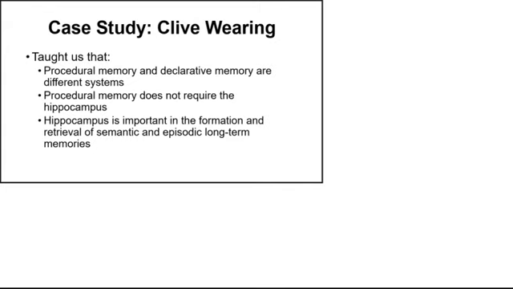Okay. So our big take home from Clive Wearing was that our procedural memory and our declarative memory are 2 different systems, and that our procedural memory system doesn't require the hippocampus because his functioned just fine without a functional hippocampus. This then tells us that the hippocampus is important for the formation and retrieval of both semantic and episodic long-term memories. So both kinds of declarative memories are going to rely on our hippocampus.